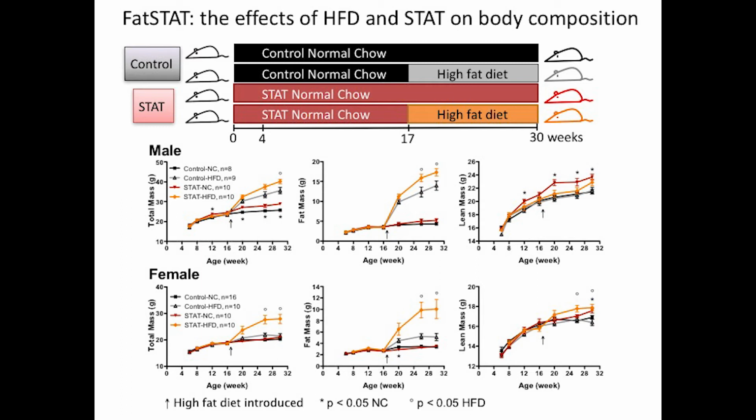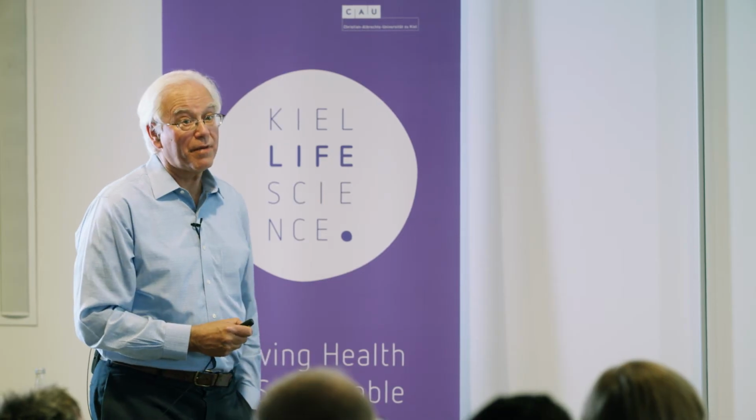If we look at fat mass, the average female mouse on the high-fat diet gained 5 grams of body fat. High-fat plus antibiotics, 10 grams. They doubled the amount of body fat. The antibiotic potentiated the effect of the high-fat diet.